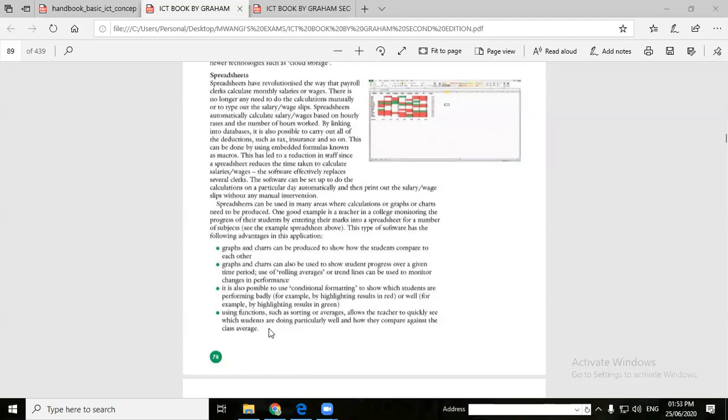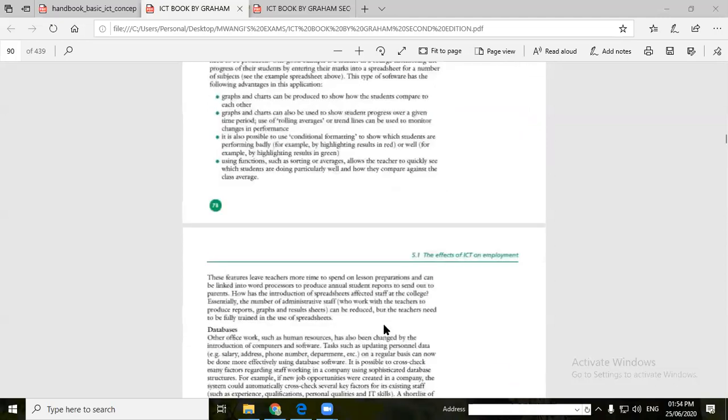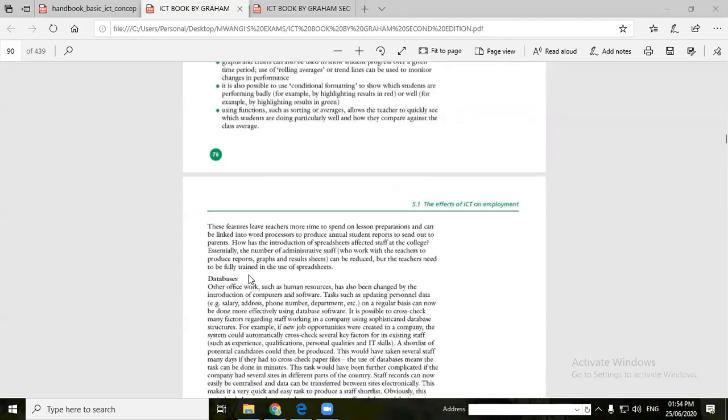Then I can use functions, such as sorting. I can sort your data. I can average your data. I can allow the teacher to quickly see which students are doing particularly well and how they compare against the class average, the performance of a certain student compared to the class average. Now, these features leave teachers more time to spend on lesson preparation.